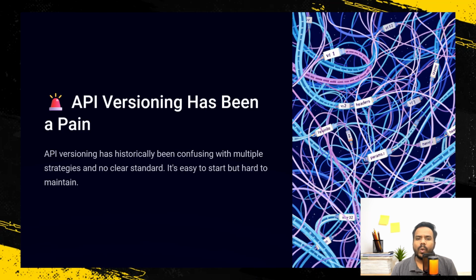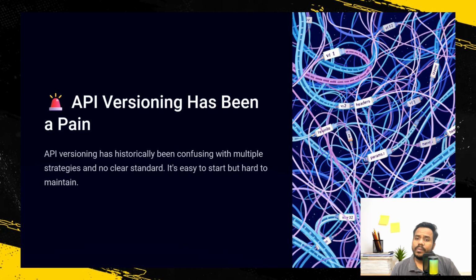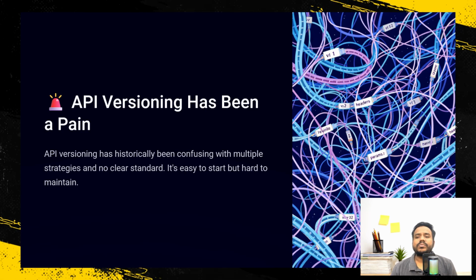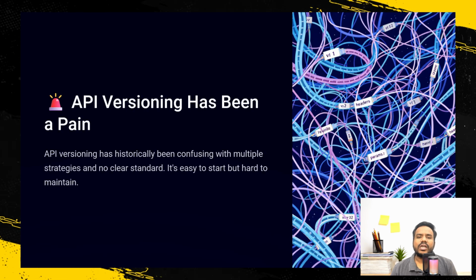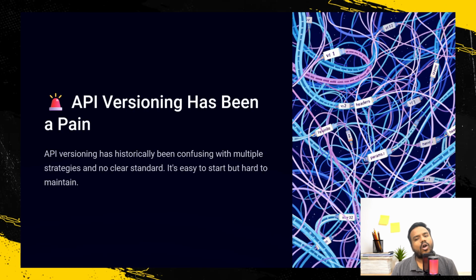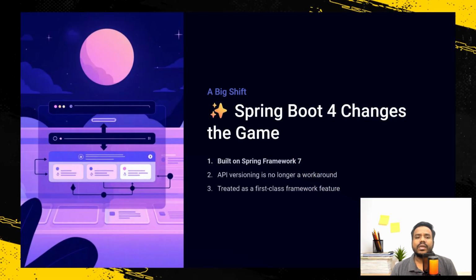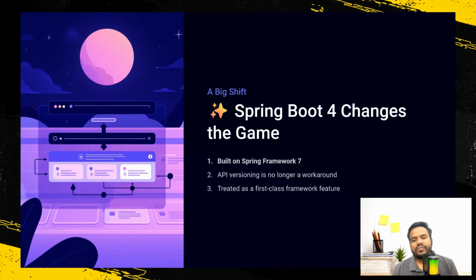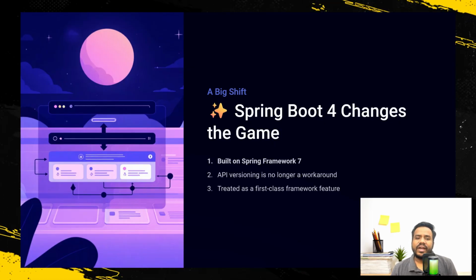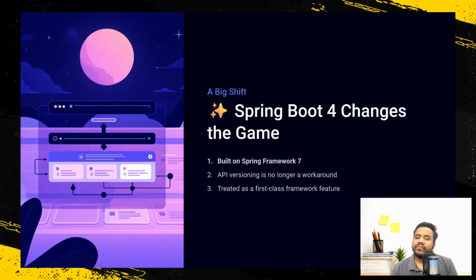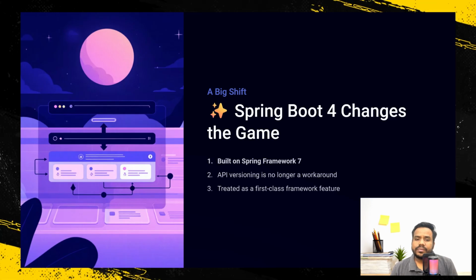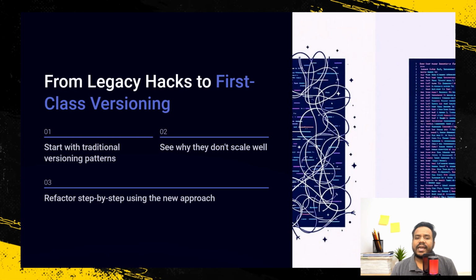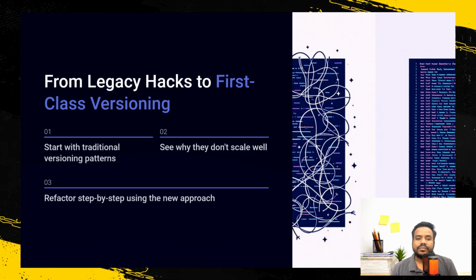Hey everyone, welcome to this video where we'll be diving into what has been historically one of the most confusing and messy parts of backend development, that is API versioning. Spring Boot 4, which is powered by new Spring Framework 7 features, has completely redefined it, giving us first-class API versioning support. This isn't just a hack now, it's a core feature.